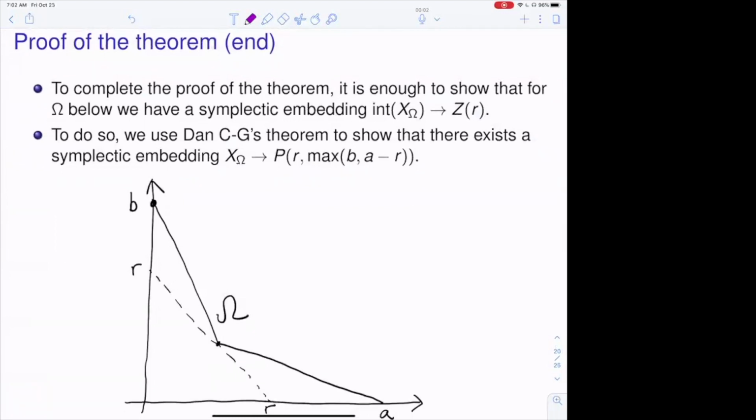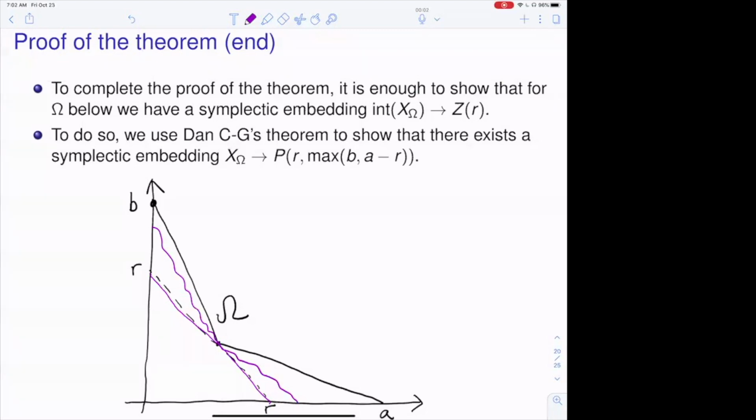I'll use that fact to complete the proof of the theorem. So if I have my monotone toric domain, let's draw it in purple. Here R is the size of the largest ball that's a subset of the monotone toric domain. Well, the domain itself is contained in some larger omega, which is given by this polygon. So it's just a concave quadrilateral.